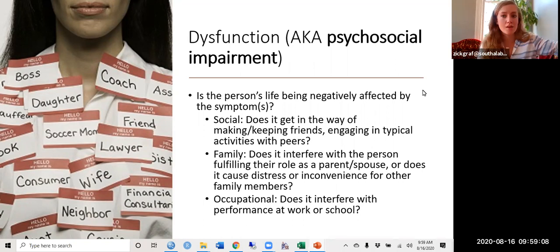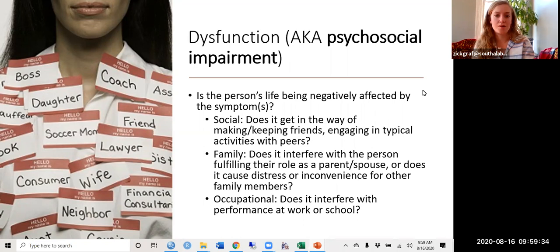There's also family impairment. Does it interfere with the person fulfilling their role in the family? If they have kids, is it interfering with their parenting? Is it interfering with their romantic relationship? Is it interfering with their relationship with their parents or siblings? Or we can also ask, if the behavior doesn't necessarily cause distress to the person doing the behavior, if it causes distress to their family and the people that love them.